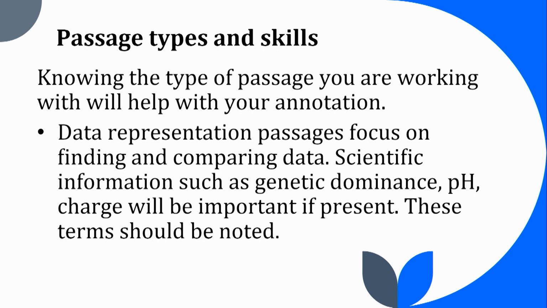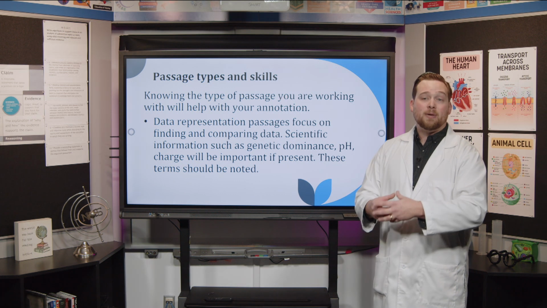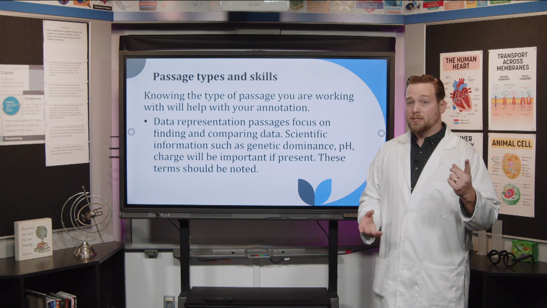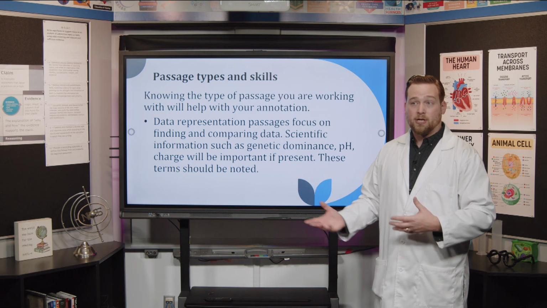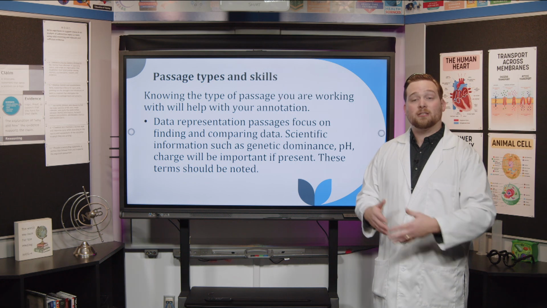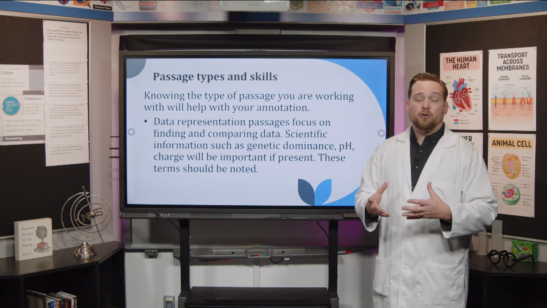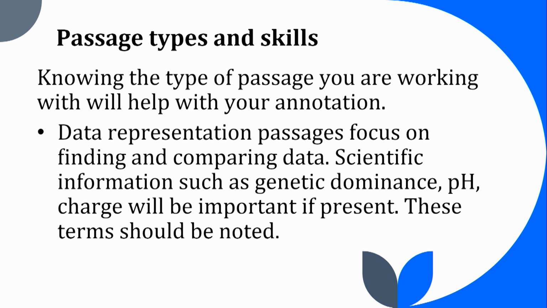Knowing the type of passage you're working on will help with your annotation. We've gone through and talked about the different passage types and how to identify them. Just as a quick overview, remember that the conflicting viewpoints is probably the easiest one to identify because there's only one on the science portion of the ACT, and it's the only one without tables or graphs or diagrams or pictures. So if it's just a wall of text, that's the conflicting viewpoints. Another type of passage is known as data representation. There's two of these on the science portion of the ACT, and these are very, very short.